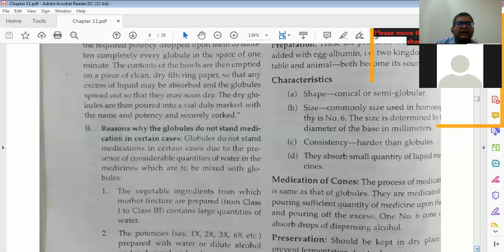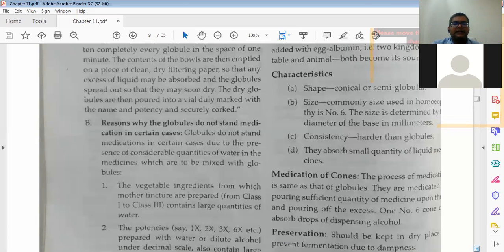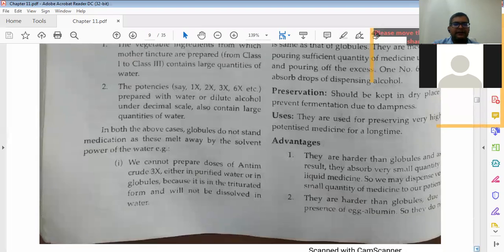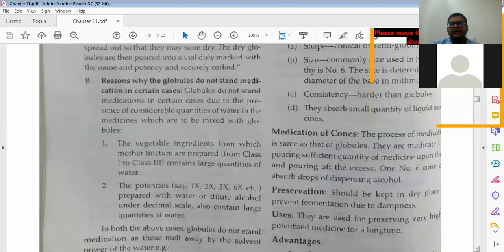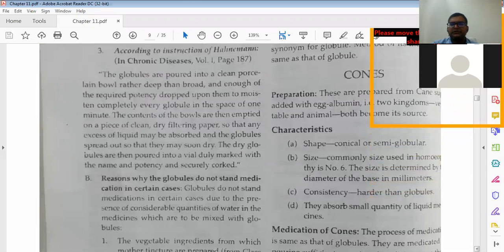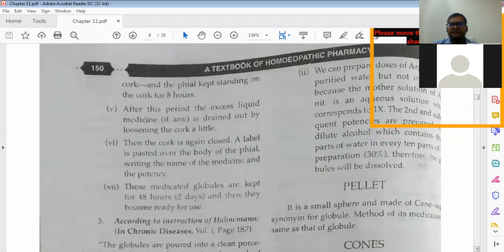Then the reason why the globules are not medicated in certain cases: because some ingredients, some classes of substances, will be dissolved. For that reason it is not medicated with water or other things. So these are the different things. That is not so much important at first year level. You just have to know the plain way of medication of globules. Exceptional parts are not so much important.